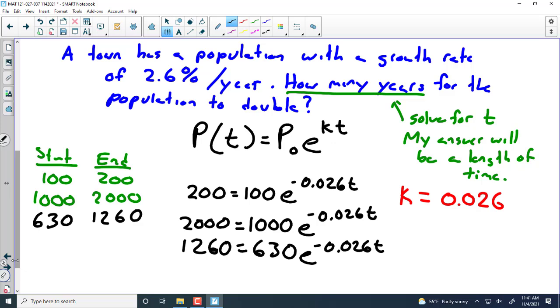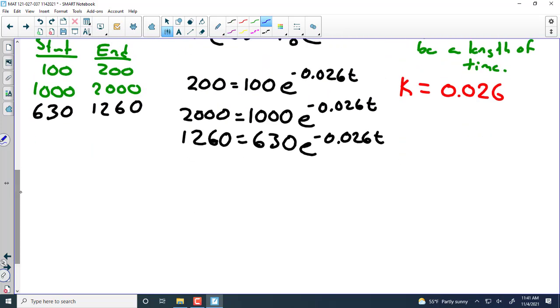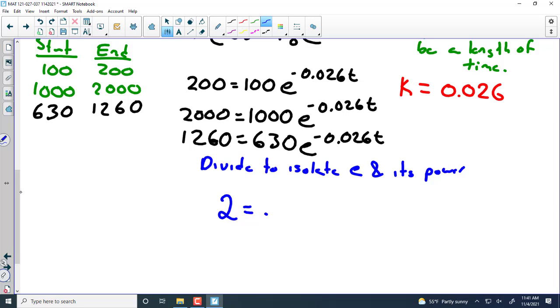Does everyone see that? And what's 200 divided by 100? 2. What's 2,000 divided by 1,000? 2. What's 1260 divided by 630? 2. So no matter what your starting population was and what your ending population was, if you divide to isolate e and its power, you're going to end up with 2 equals e to that power. Regardless of what your starting population is, your ending population is twice as much. So you're always going to get a 2 over here.